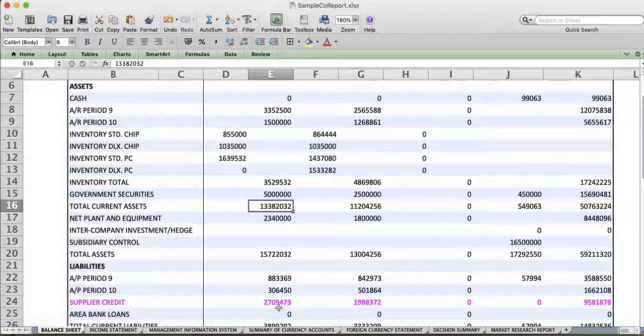Then a second section within the asset category is the fixed assets. The fixed assets are made up for any company of net plant and equipment, the factories that it may have purchased or built, and intercompany loans that this company could have made to another company in the simulation. Here there is no loan. Then, of course, total assets will be the sum of current assets and fixed assets.